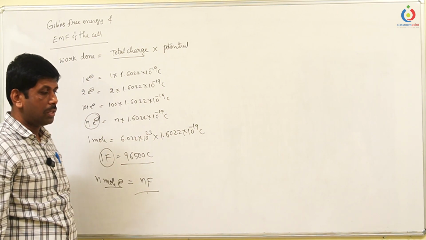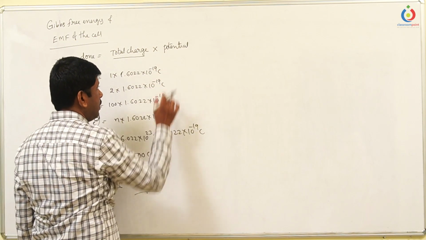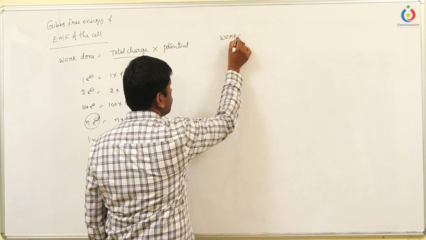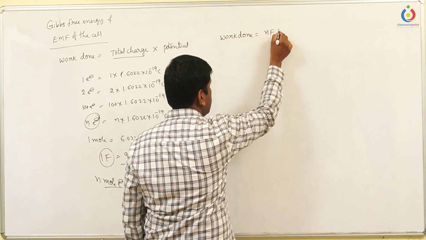So the total charge transferred in a particular electrochemical cell, let us take as nF. If n moles of electrons are exchanged, their charge is equal to nF. Potential, let us take E. So work done is equal to nF E cell.